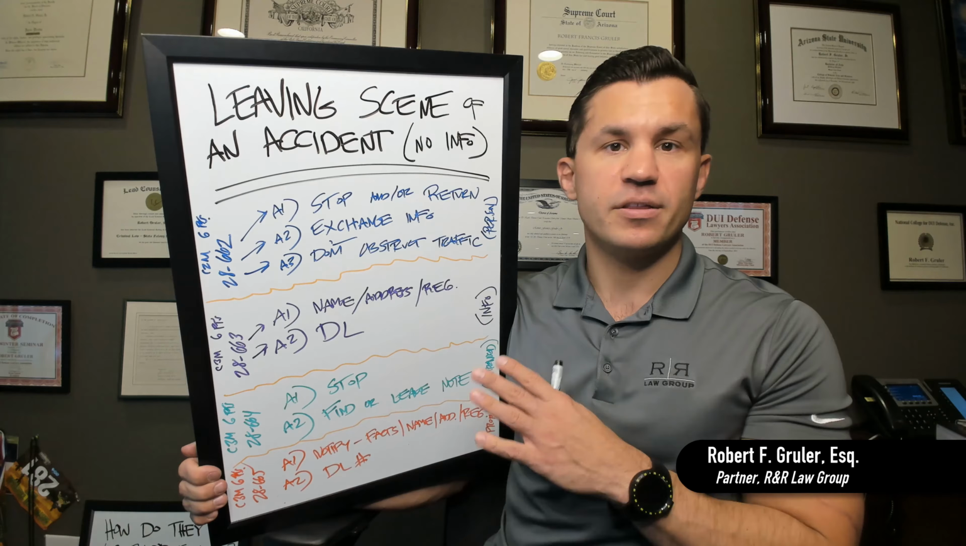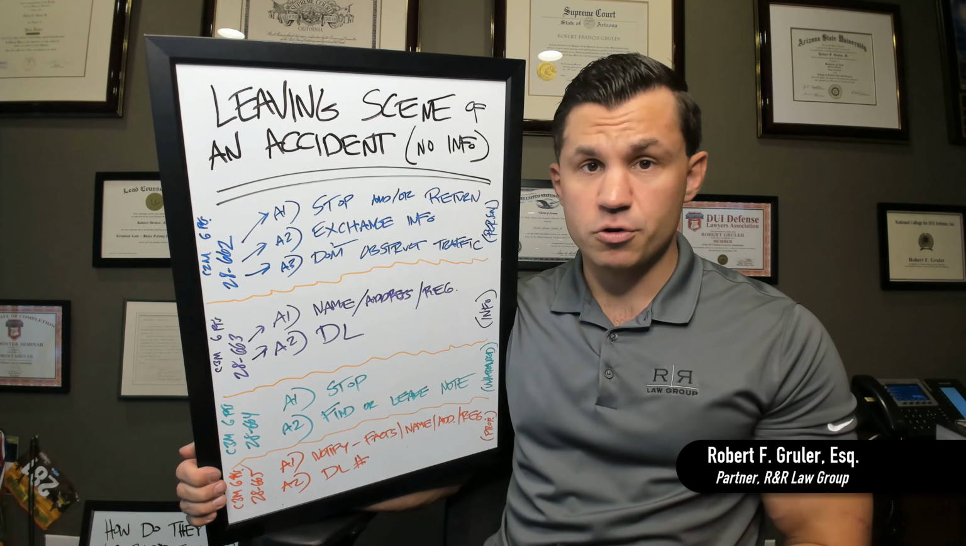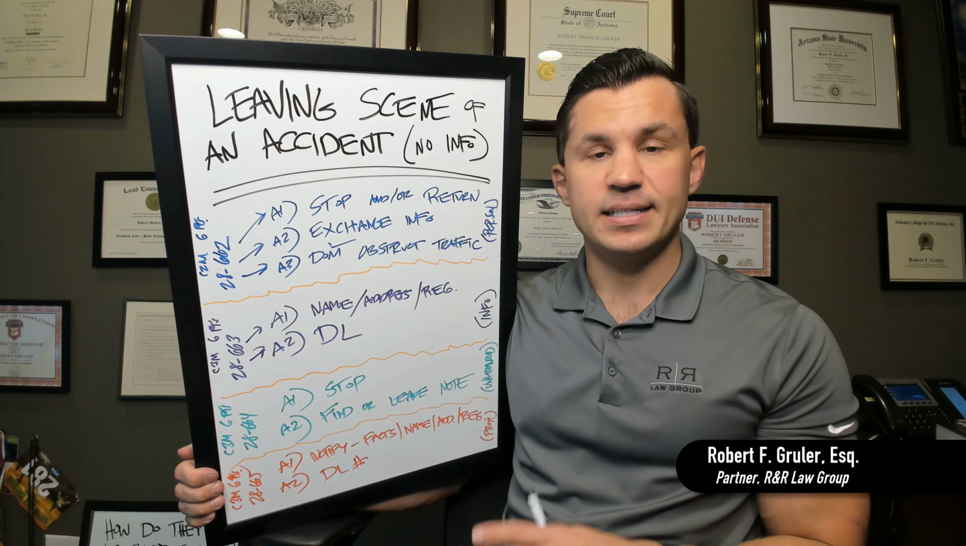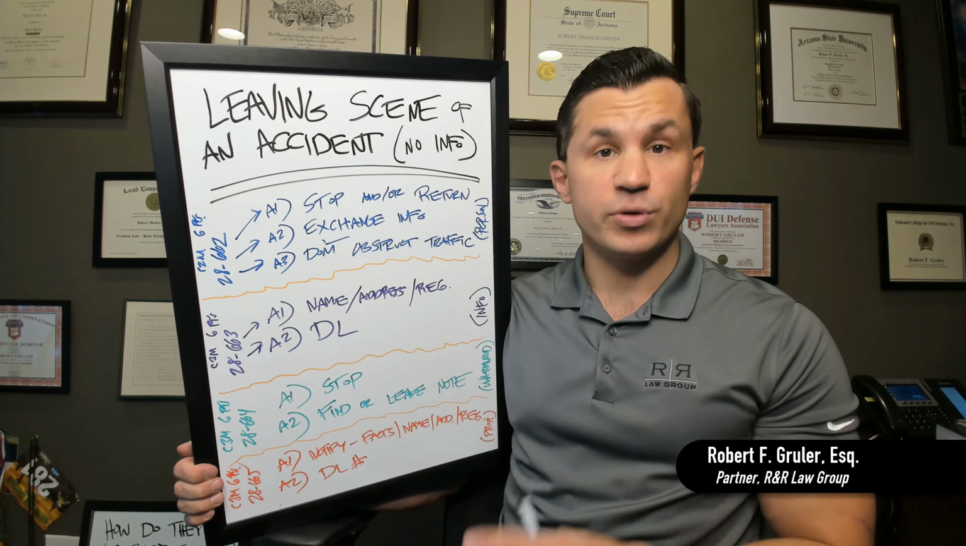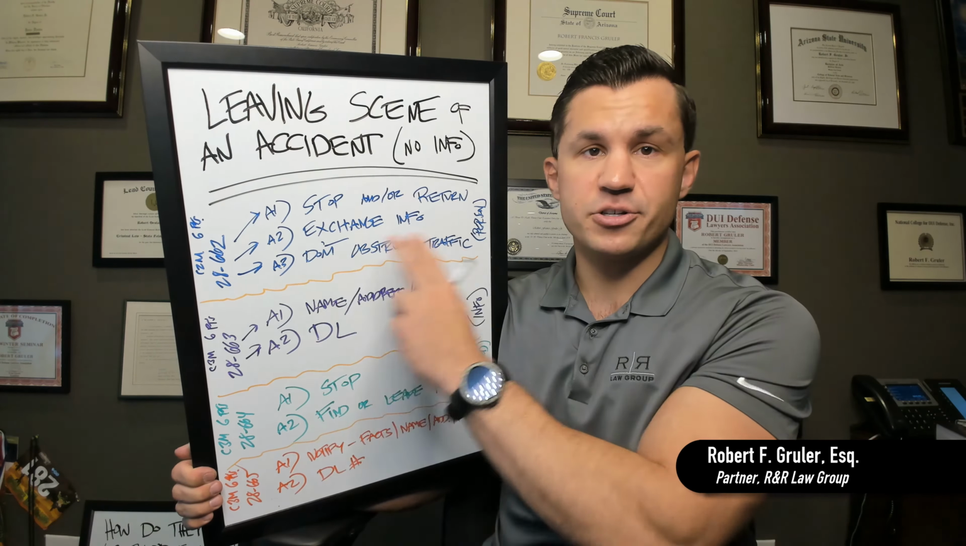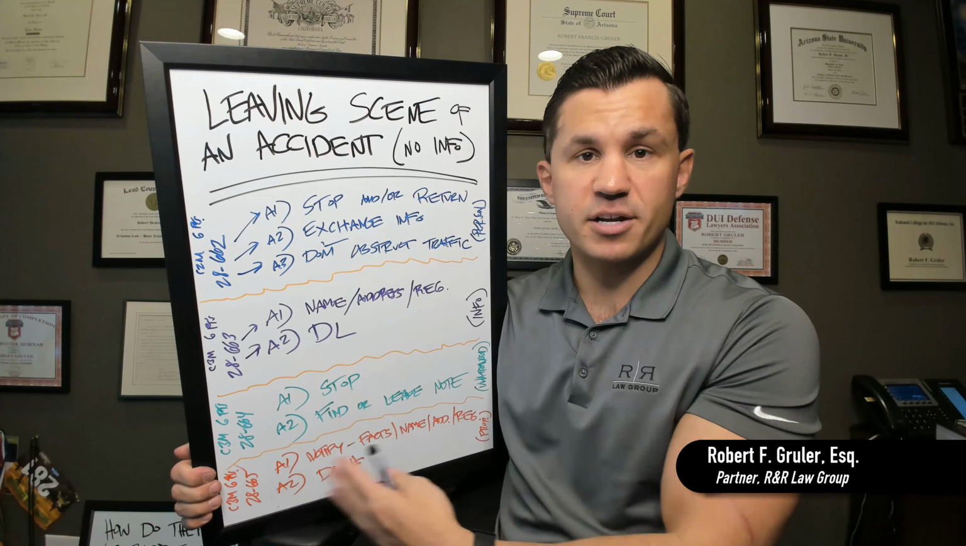the driver didn't notify the owner of the property. There are a number of different ways that somebody can be charged with a crime after an accident, and we'll run through the statutes briefly. So as you can see here, there are four major statutes. I have them broken out here into different rows.